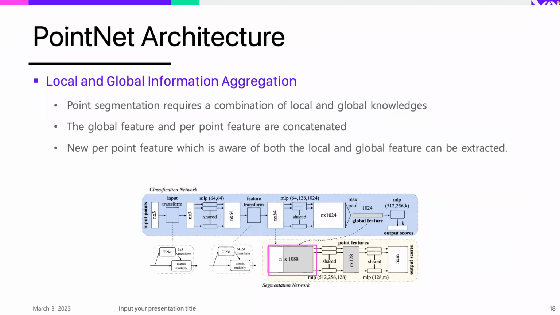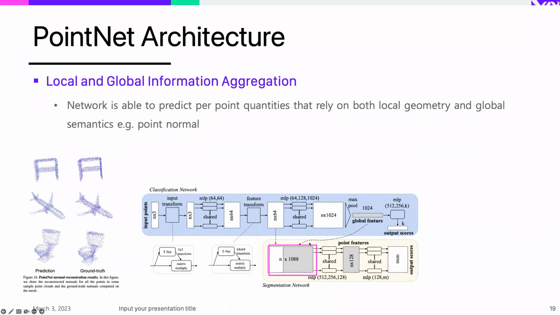We can easily train a multi-layer classifier on the global features for classification, but point segmentation requires a combination of local and global knowledge. To achieve this, the computed global point cloud feature vector is concatenated with each point feature. Then the network newly computes the per point features, which are used for predicting per point quantities like normals.